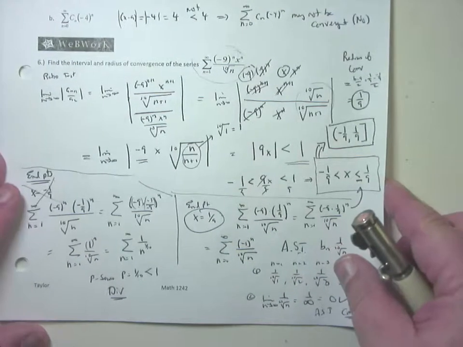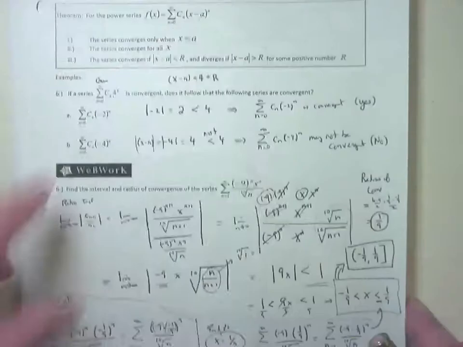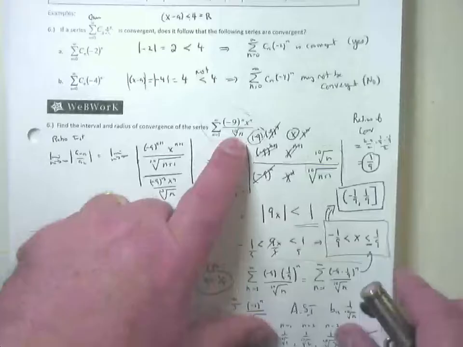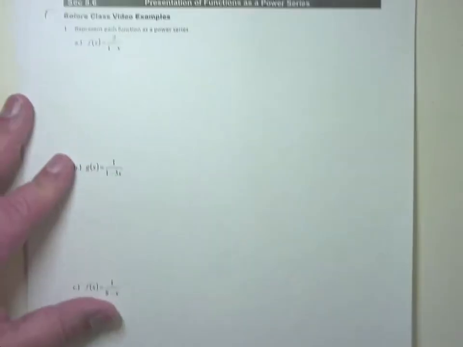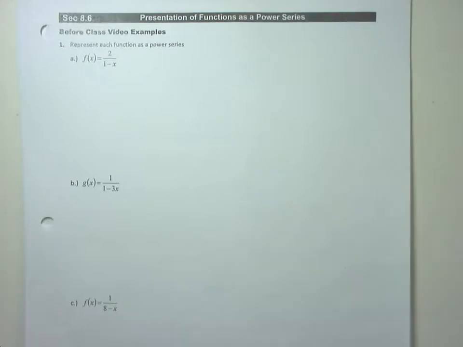So far, we've been dealing with giving you a power series and asking you to find the interval of convergence. Now we're going to switch gears. We're going to make you come up with the power series. Section 8.6 is called power series representation.